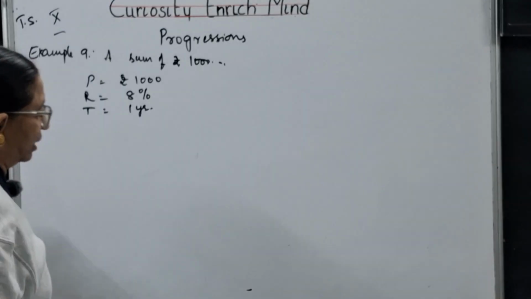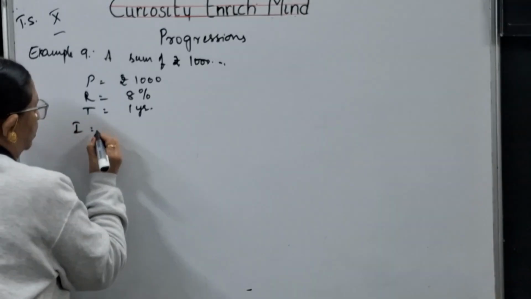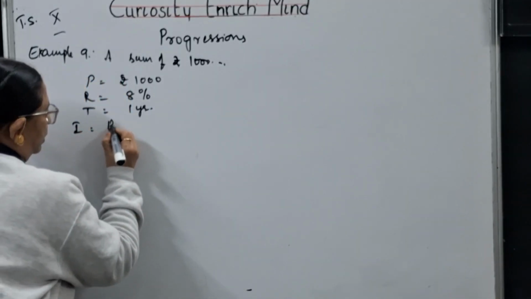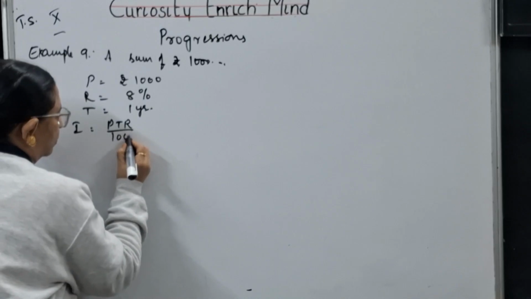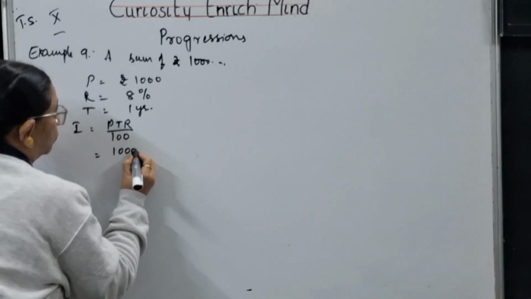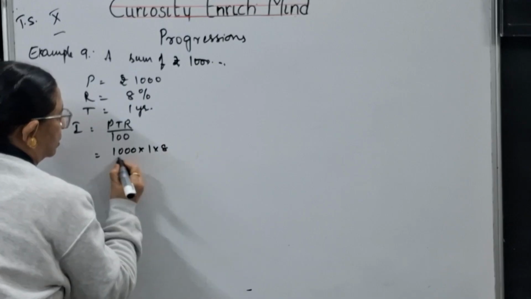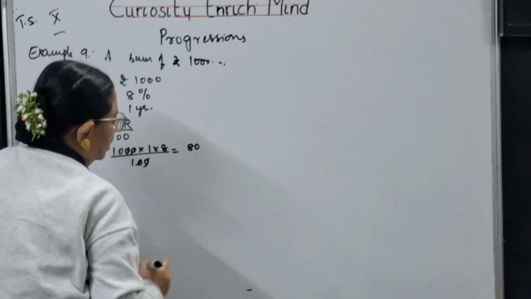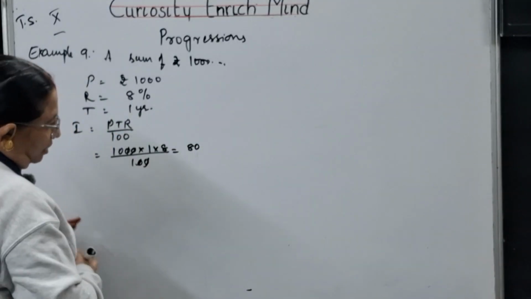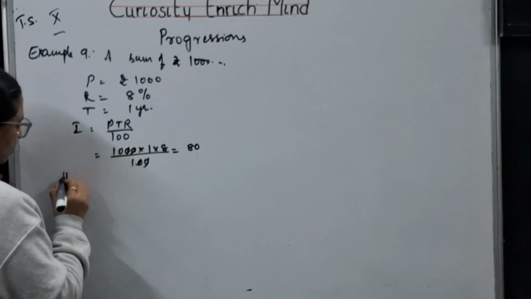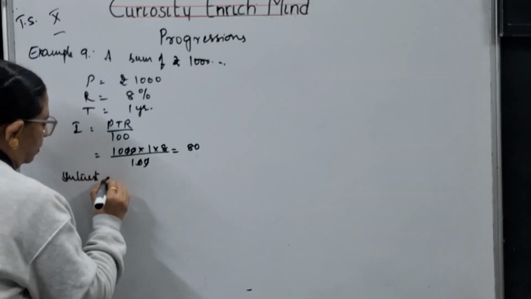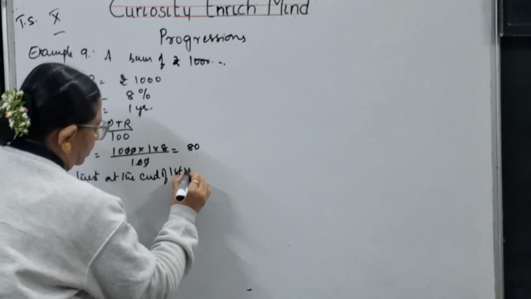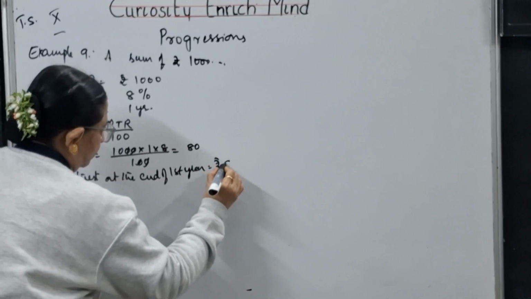So if you calculate like this for simple interest, you are supposed to find out interest. So I is equal to PTR by 100. This is the formula you have learned, children. That is 1000 into time 1 into 8 by 100. So 2 zeros will get cancelled. Interest you are getting is 80 rupees. So interest at the end of first year is equal to rupees 80.